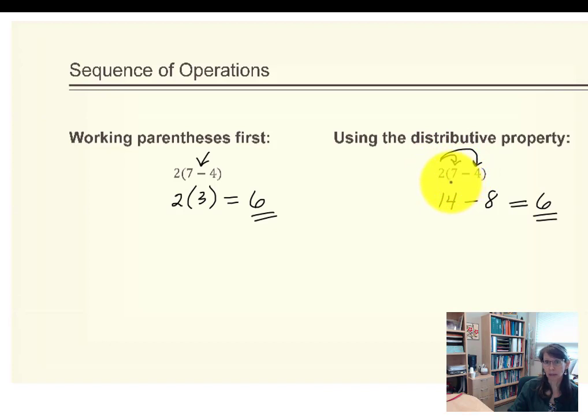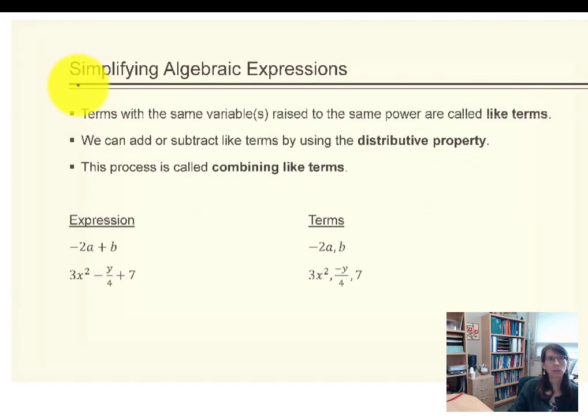You will get the same answer. Now, when we're simplifying algebraic expressions, it's important to know a few vocabulary terms. Terms with the same variables raised to the same power are called like terms. We can add or subtract like terms by using the distributive property. This process is called combining like terms.